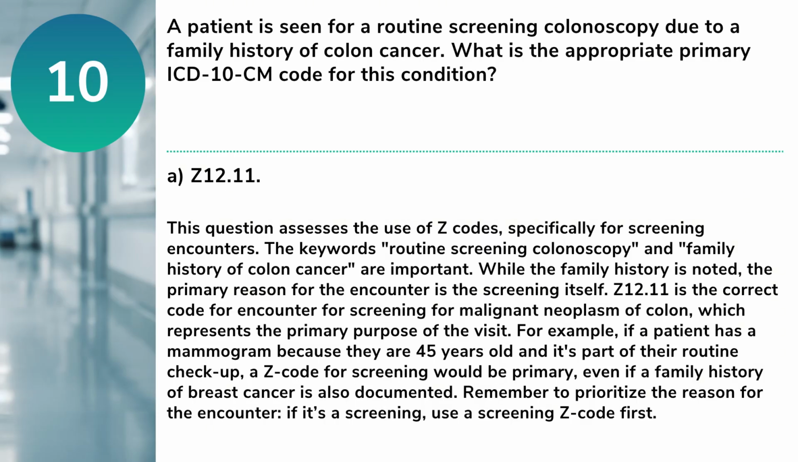Answer: A. Z12.11. This question assesses the use of Z codes, specifically for screening encounters. The keywords routine screening colonoscopy and family history of colon cancer are important. While the family history is noted, the primary reason for the encounter is the screening itself. Z12.11 is the correct code for encounter for screening for malignant neoplasm of colon, which represents the primary purpose of the visit.